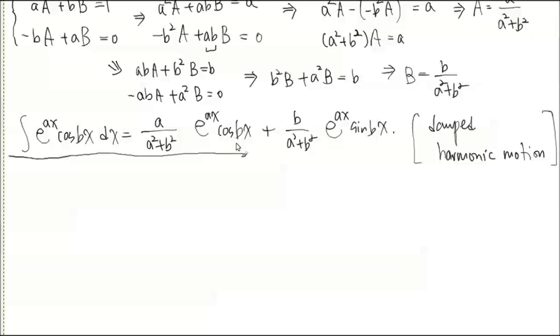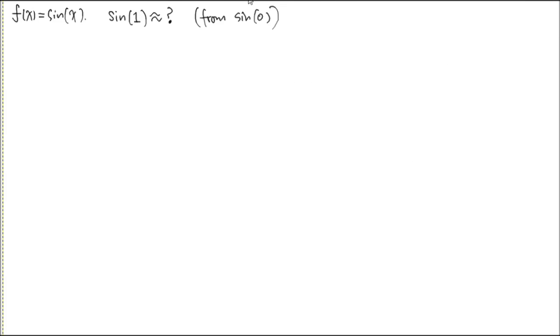The substitution rule is convenient, very convenient, but integration by parts is important, very important in some sense. So here's exactly why. f of x is sine x, and to calculate this sine x, we use a calculator, right? So here it means sine 1 radian.